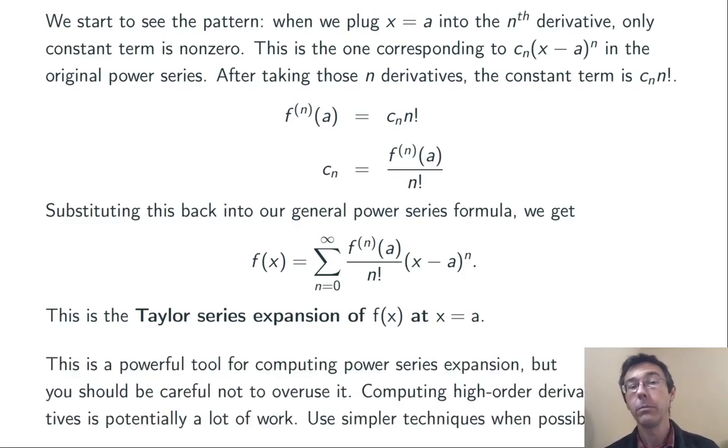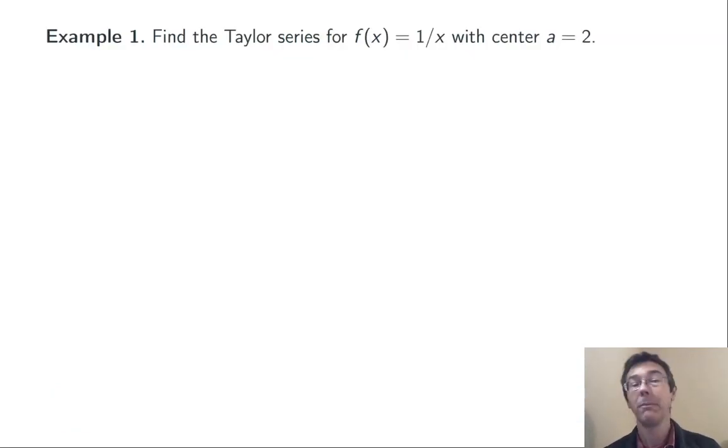However, you should be careful as you use this. Taking lots of derivatives of a function is potentially very difficult and very time-consuming. If you have a simpler technique at your disposal for computing a power series, you should use it. For example, we know that for rational functions, where we have one polynomial over another, we can frequently make use of the geometric series. The sum of x to the n equals 1 over 1 minus x, when the absolute value of x is less than 1. Let's do an example.